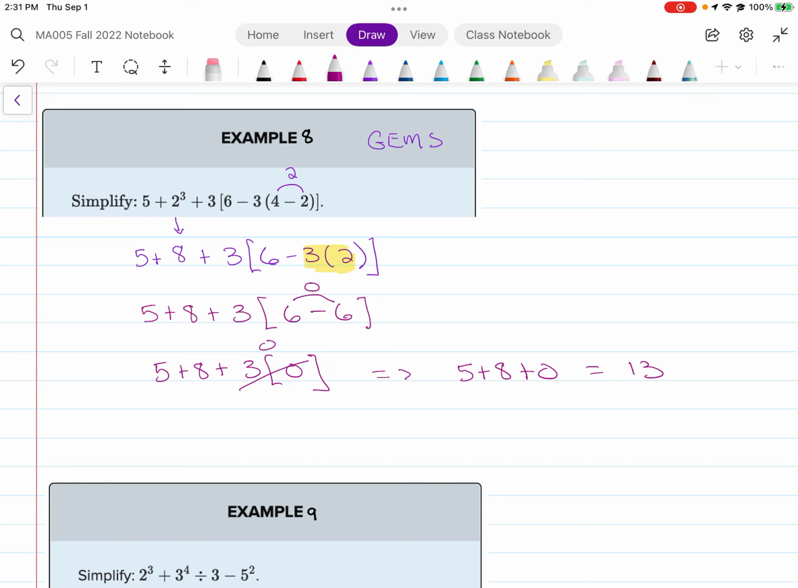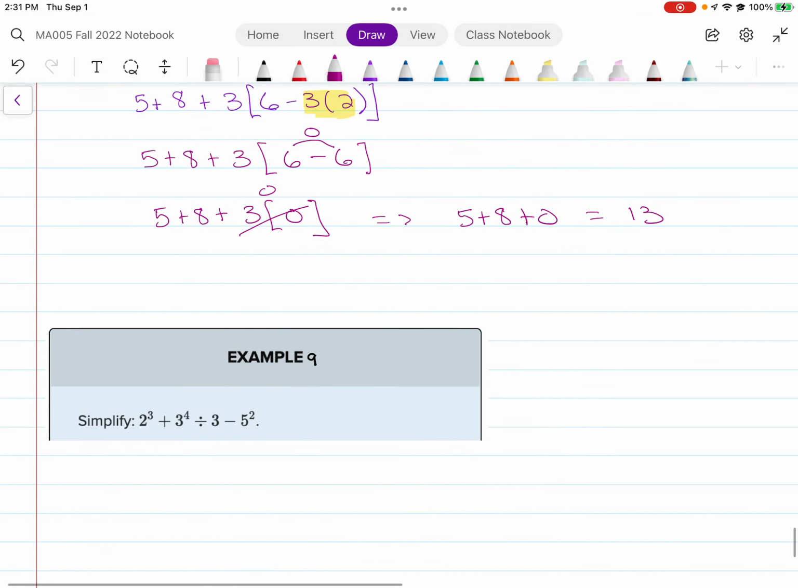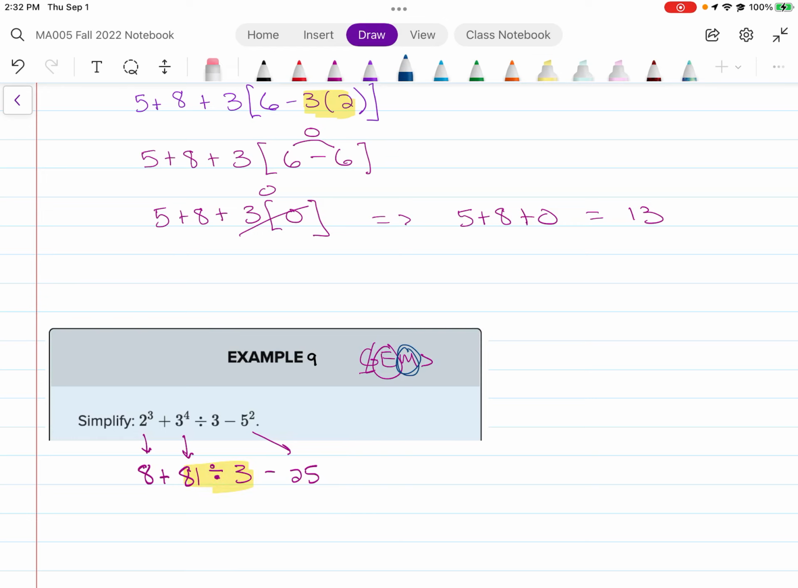All right, one more example. No parentheses here, but lots of exponents. So remember GEMS. GEMS says grouping first. There are no groupings. So then we're going to do exponents. Okay? So we've got 2 to the third is 8 plus 3 to the 4. 3 to the 4 is 81 divided by 3 minus 5 squared is 25. All right, now I've got plus, divide, and minus. So the division is the multiplication division. That happens next, right there.